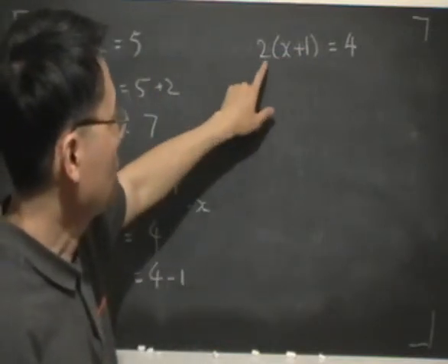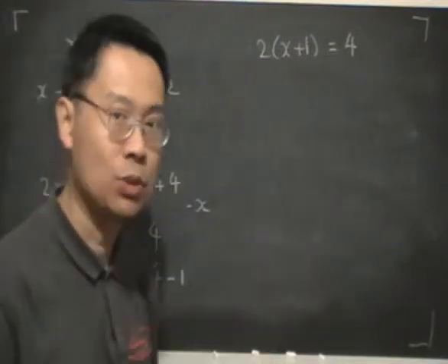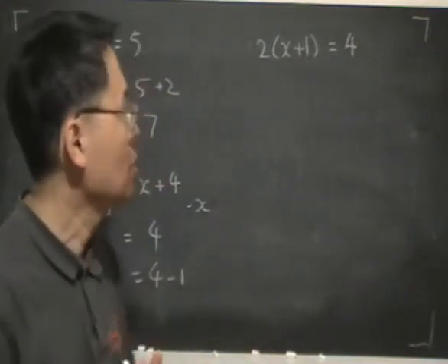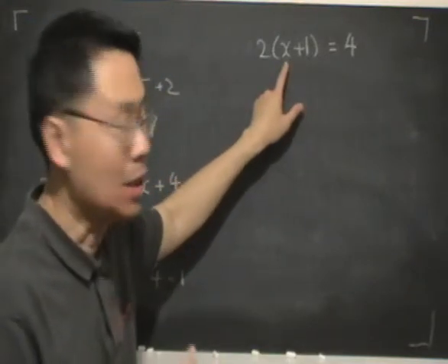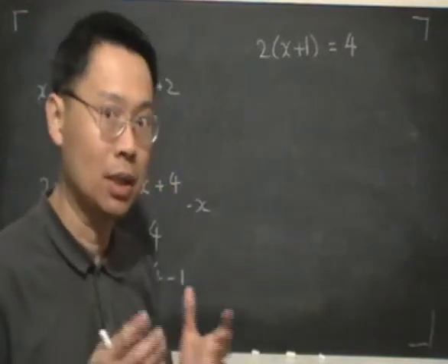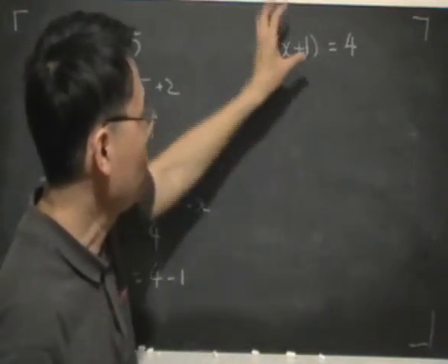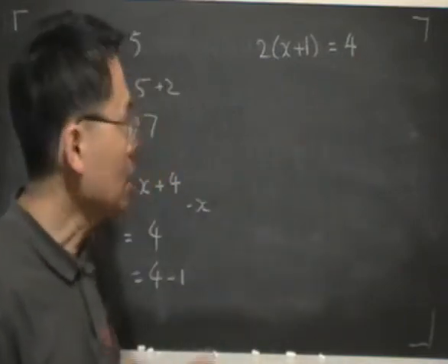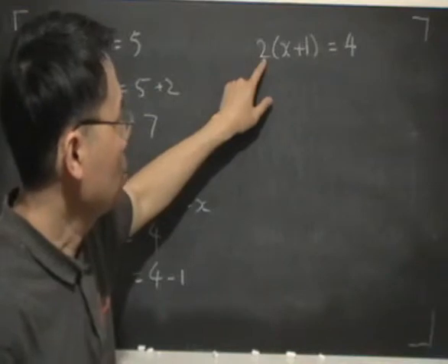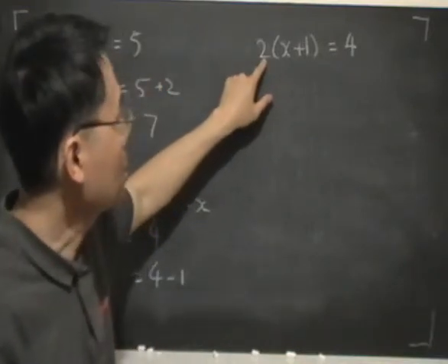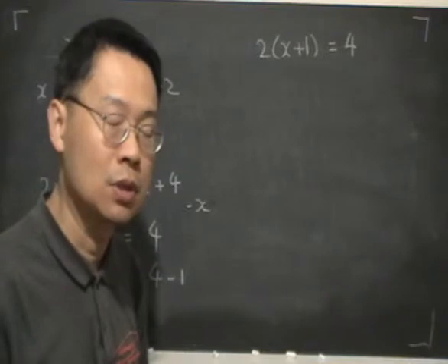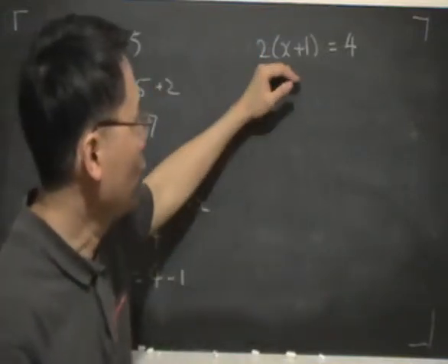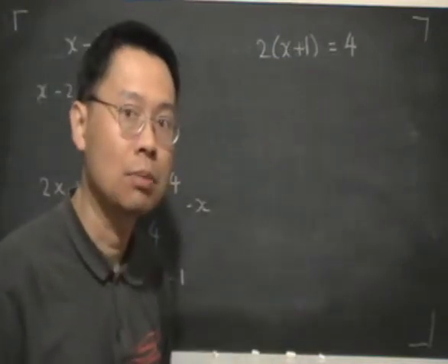I'm going to say, right, 2 times the bracket of x plus 1. The bracket of x plus 1 is really a number. If you know what x is and you add it to 1 in the bracket, you get a number. So we really have 2 times a number is equal to 4. Now I'm going to say it would make things easier if I can get rid of the 2 first. So since I have 2 times a number, I can get rid of that if I divide both sides by 2.